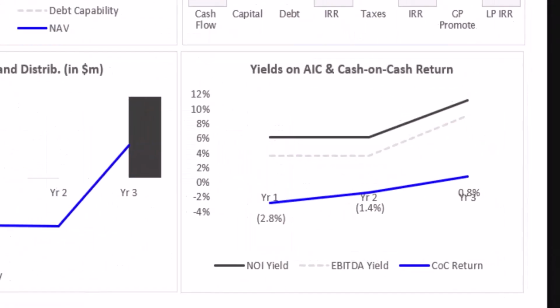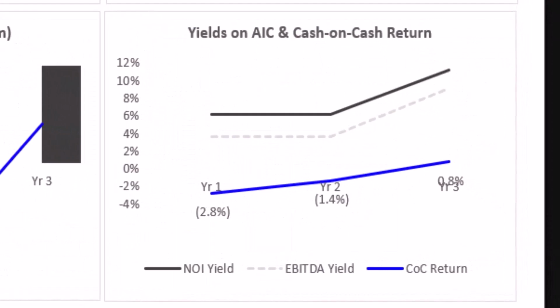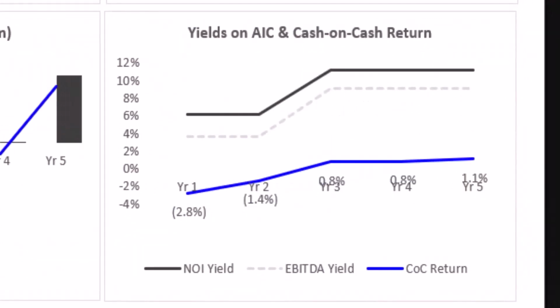If we look at our cash-on-cash return, we see how our NOI and EBITDA yields, which by the way are on an AIC base, go up as our building becomes more financially efficient. But our cash-on-cash return does struggle with those loan amortization and interest payments.